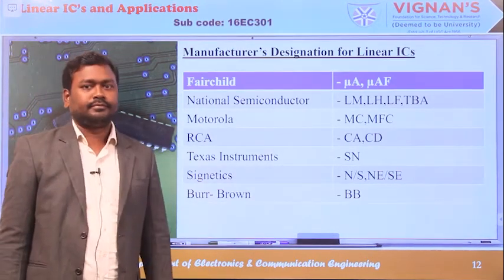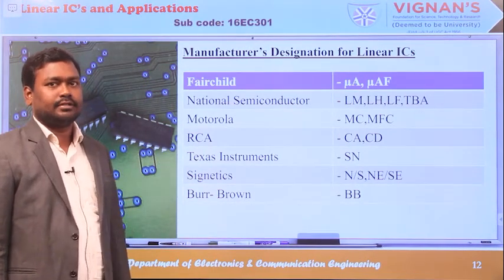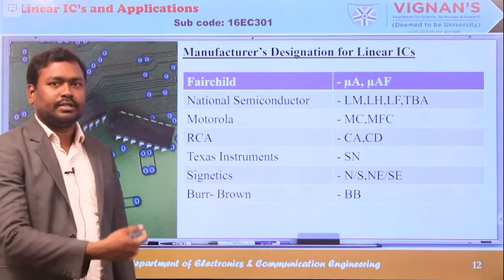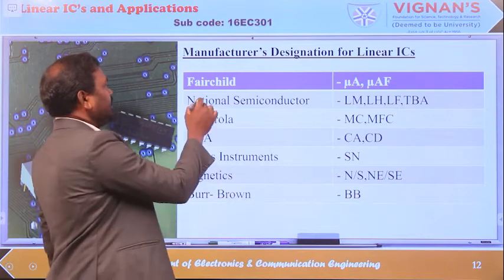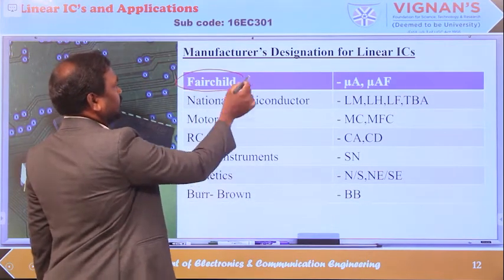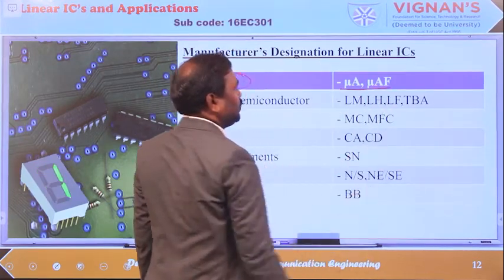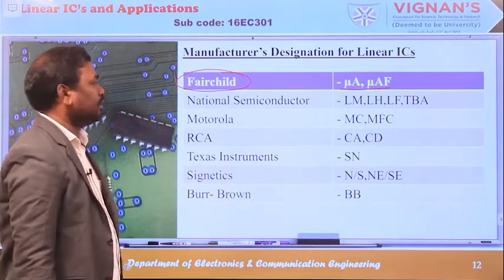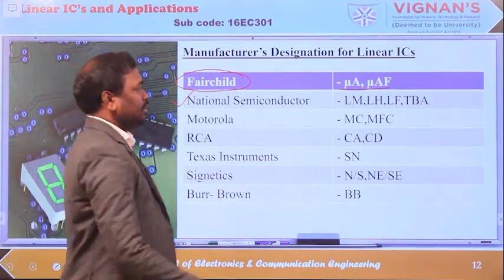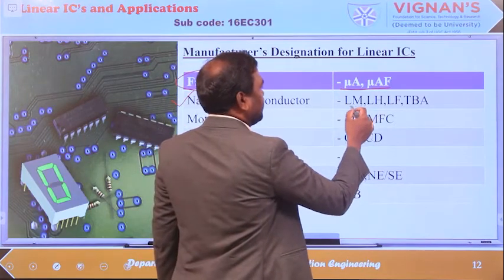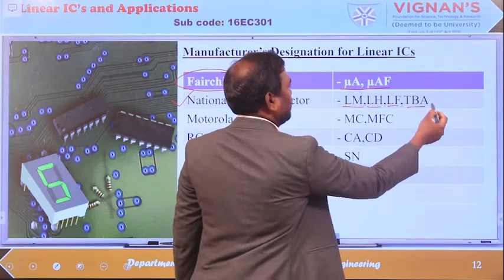Next. In the market, there are different manufacturers who manufacture ICs. If an IC is made by Fairchild, that IC number starts with uA or uAF. If an IC is made by National Semiconductors, the IC number starts with LM or LH, LF or TDA.